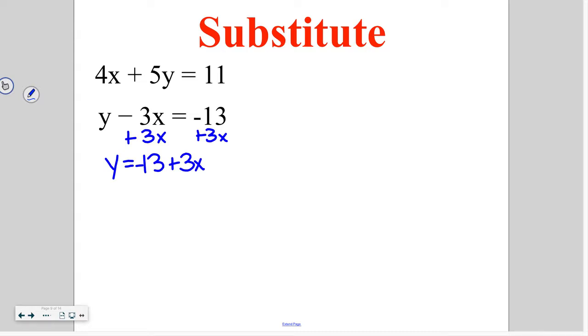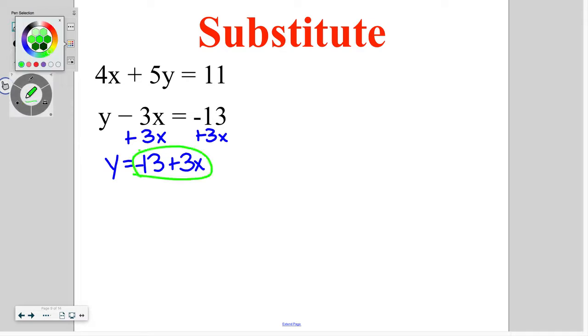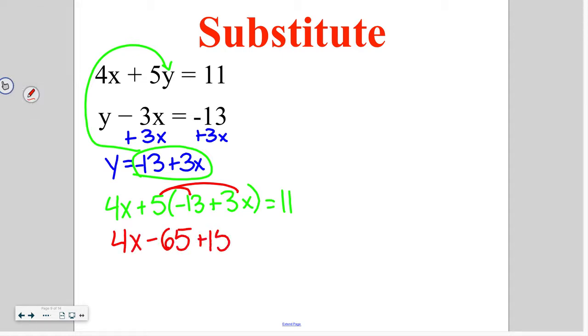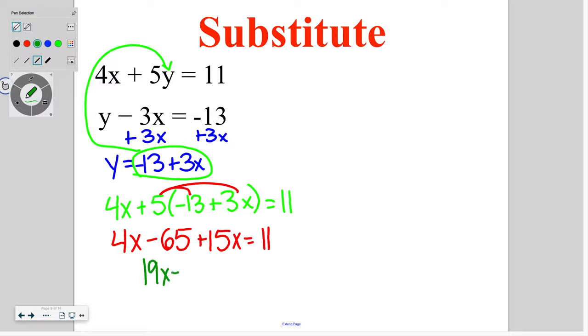So I'm going to take this expression that I have and plug that in back up top in the place of y. So now I've got 4x plus 5 times negative 13 plus 3x is equal to 11. Using my distributive property, I'm going to end up with 4x minus 65 plus 15x is equal to 11. Combining my variables, I get 19x minus 65 is equal to 11.